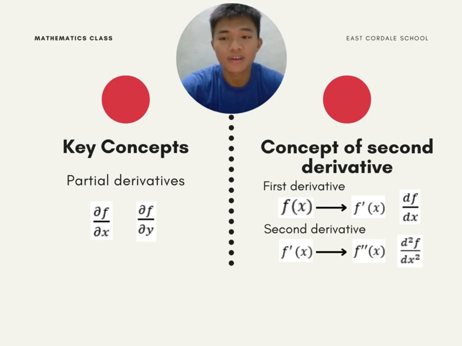Second derivative is similar to differentiation, only differentiated twice. When we differentiate the first function f of x, f prime x is our first derivative. For the second derivative, we take the first derivative and simply differentiate one more time. So it will become d2f over dx squared.